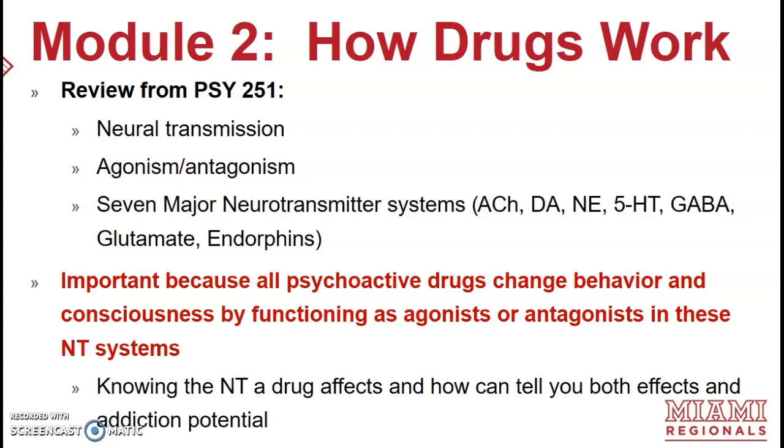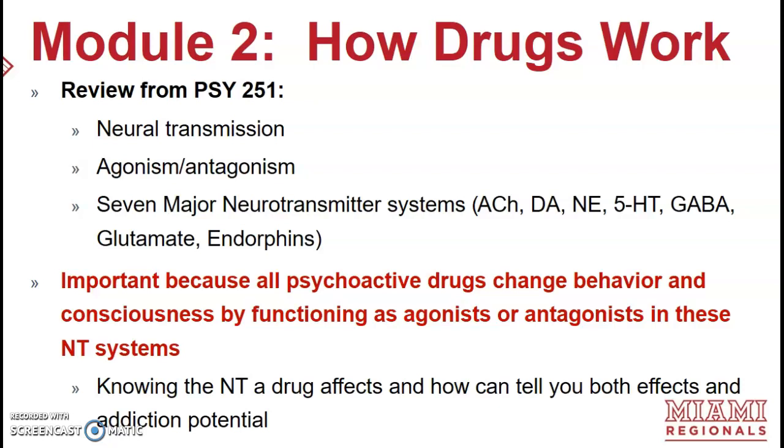Then we'll go over 7 major neurotransmitter systems, also a review from Psych 251. ACh is acetylcholine, DA is dopamine, NE is norepinephrine, 5-HT is serotonin, GABA is GABA. It's the abbreviation for gamma-aminobutyric acid, but we always just call it GABA, glutamate, and the endorphins.